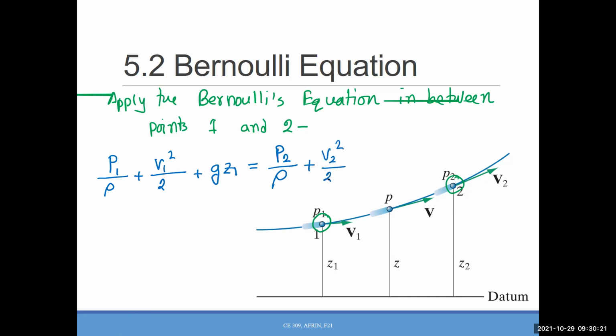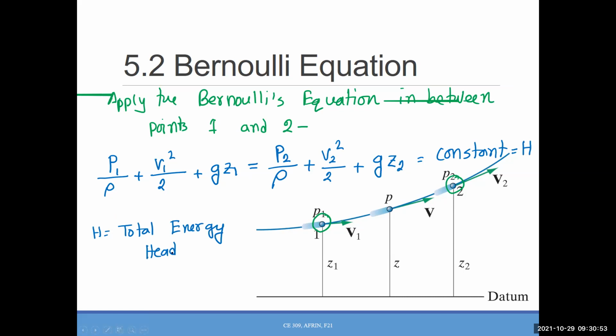plus V2 square over 2 plus gZ2, and we said that it will be constant. Also, we can say this constant value is H. H is the total energy head. We will discuss total energy head later, but at this point, let's just write down that it's the total energy head. Okay.